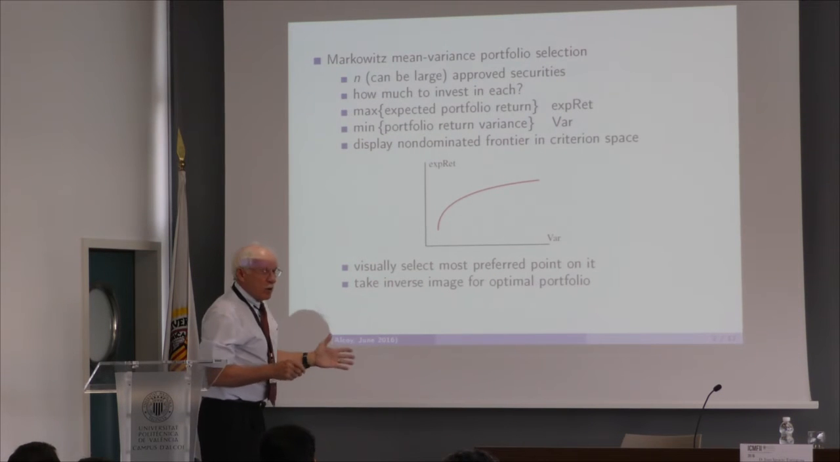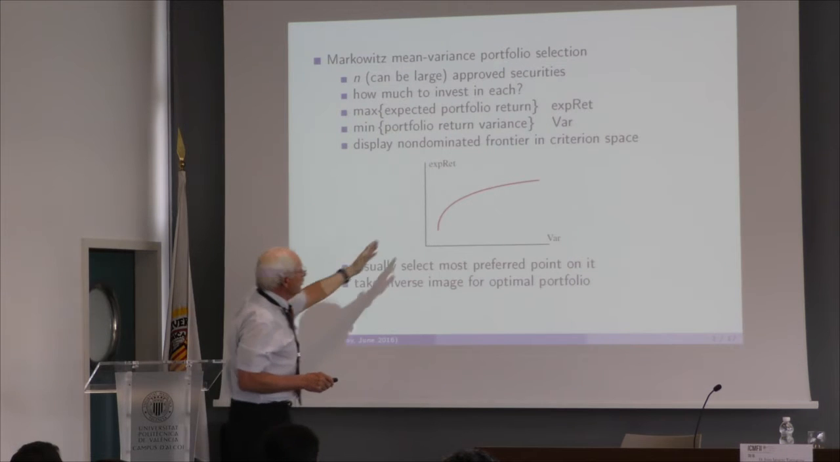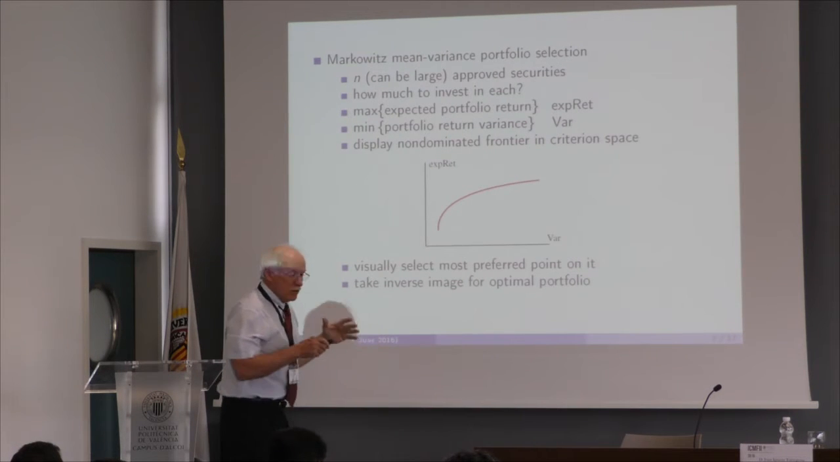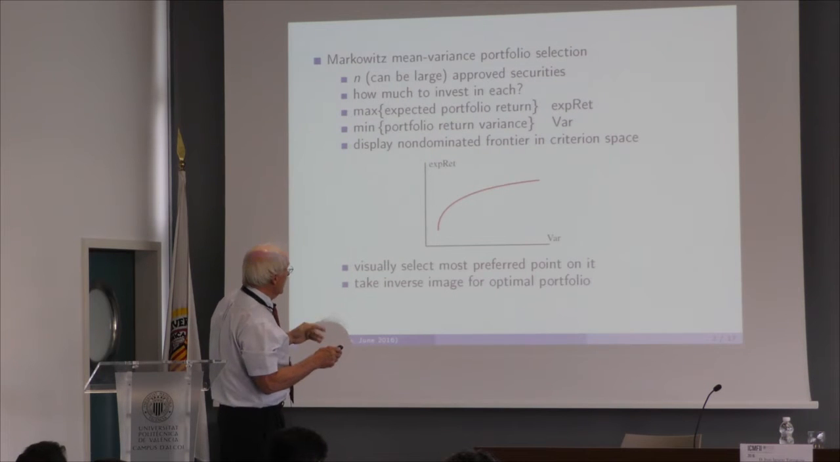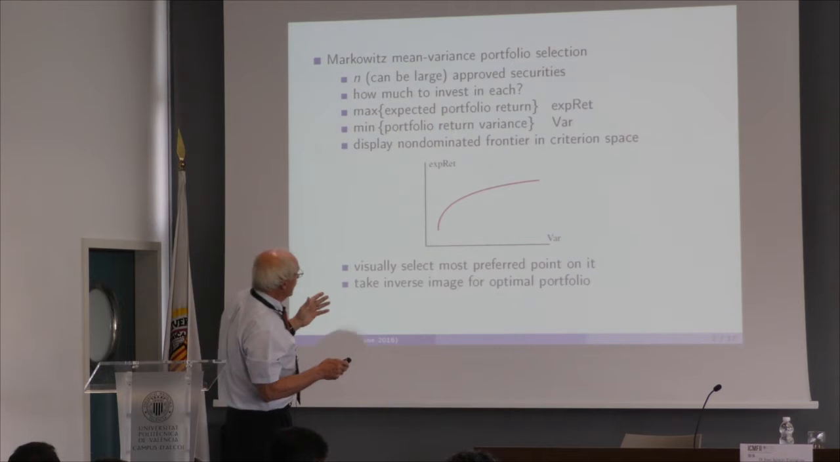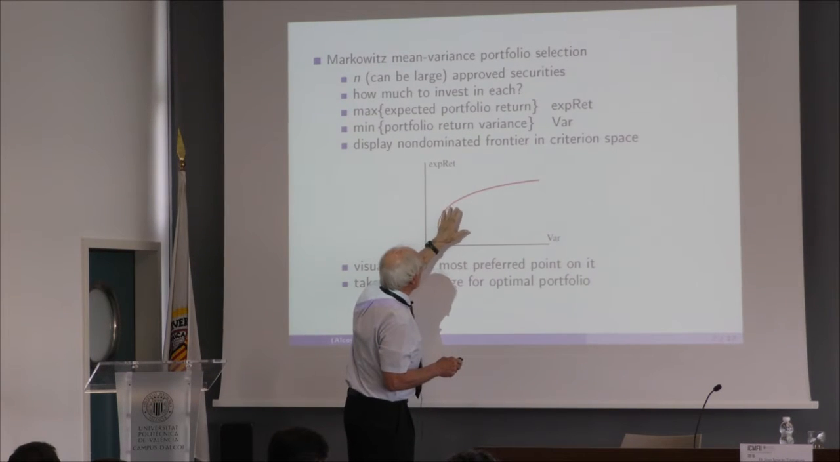And the idea of Markowitz was, figure out your securities, formulate this program so that you can compute this curve, and then look at the whole curve, the entire curve, and visually figure out where you want to be. What are your trade-offs between risk and return?